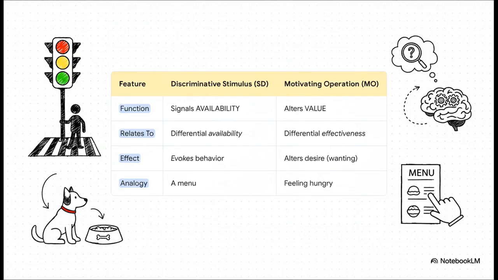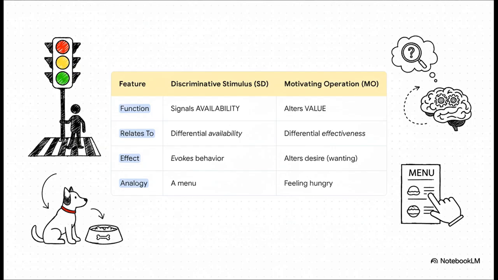Look, the SD's function is all about signaling availability. It's related to differential availability. But the MO, its function is to alter the value of a reinforcer. It's about differential effectiveness. The SD evokes a behavior because of your learning history, but the MO is what makes you want something in the first place.